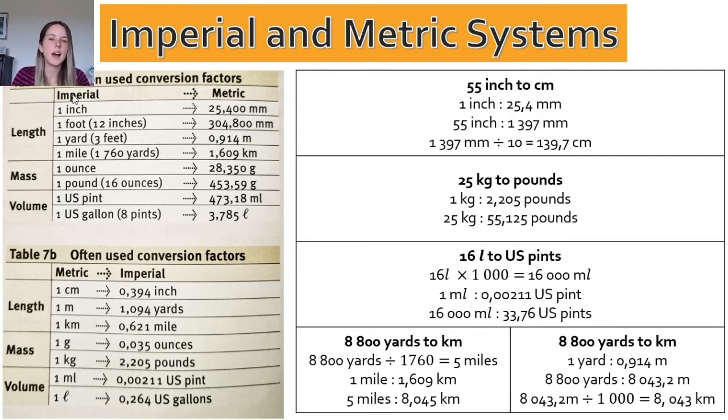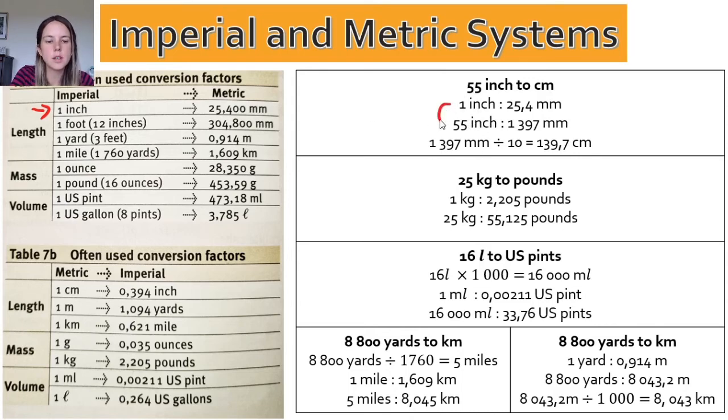So let's say I have a 55-inch TV and I want to know what it measures in centimeters. So how do we do that conversion? Let's look on the table if we can find inches to millimeters or inches to centimeters. Guys, see here, 1 inch is to 25.4 millimeters. So I'm going to use that. This is the ratio that they give me. These are the conversion factors that I'm going to use.